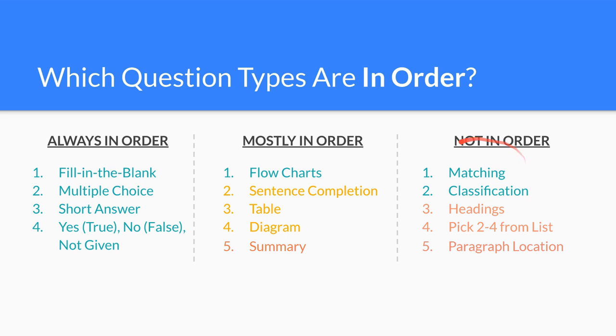And then finally, here are the questions that are not in order. These are the questions for which the answer to number 5 might come before the answer to number 1. So you're not going to find the answers in sequence in this case. Questions that are like this, that are not in order, include questions like matching, classification, headings, a question in which you'll have to pick 2 or 4 items from a list, and paragraph location questions.